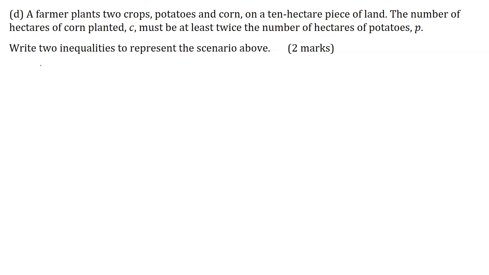So I could write here that potatoes plus corn is less than or equal to 10 hectares. This is the first inequality. They also told us here that the number of hectares of corn planted must be at least twice the number of hectares of potatoes. So I could say here that corn here is greater than or equal to 2p. This is the second inequality.